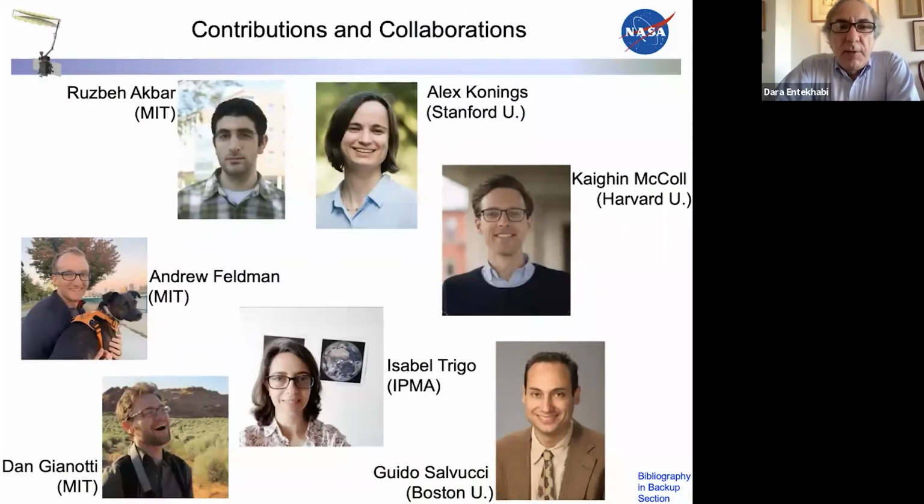These are some of the current students and postdocs and some of the alumni of the research group that have moved on to other universities. So Roosbe and Dan on the left are current postdocs. Andrew just graduated last week. Alex and Kagan on the top right recently graduated. And Guido Salvucci is a former student from long ago, but now he's a colleague, and he spends a lot of time together.